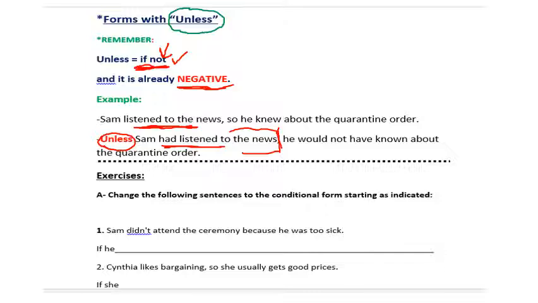Okay, now the exercises. Change the following sentence to the conditional form starting as indicated. Sam didn't attend the ceremony because he was too sick. Step 1, identify the cause.